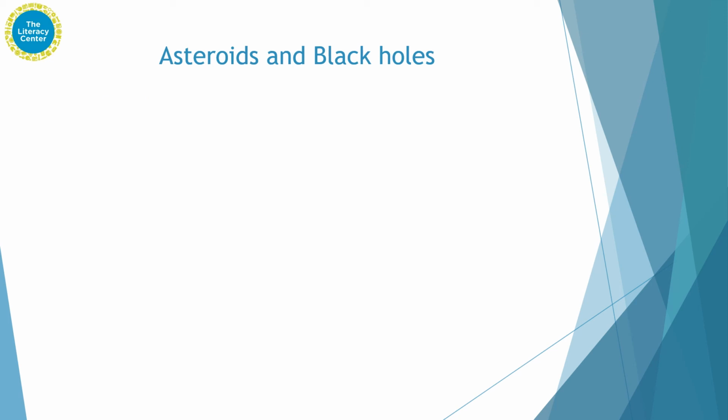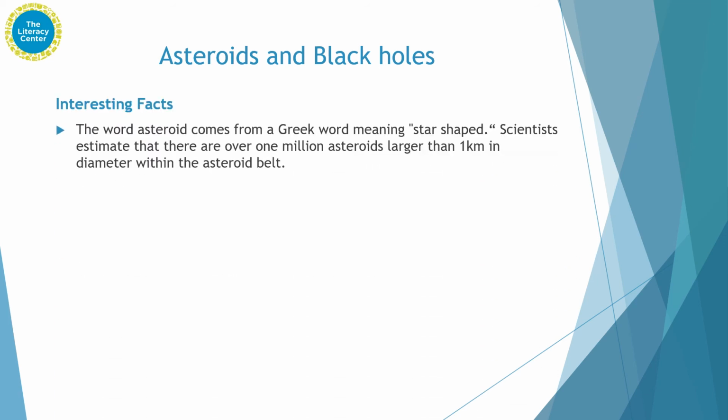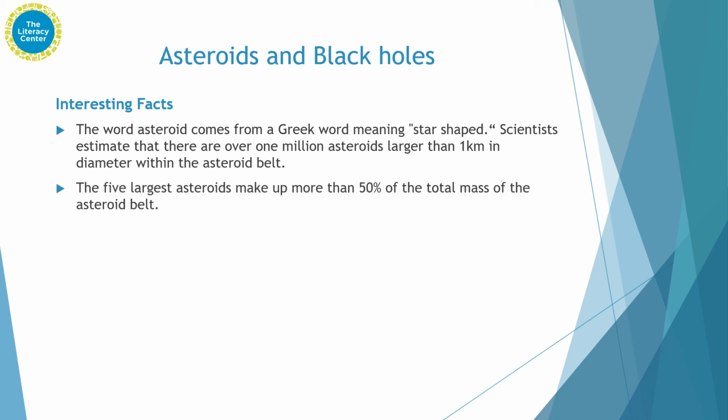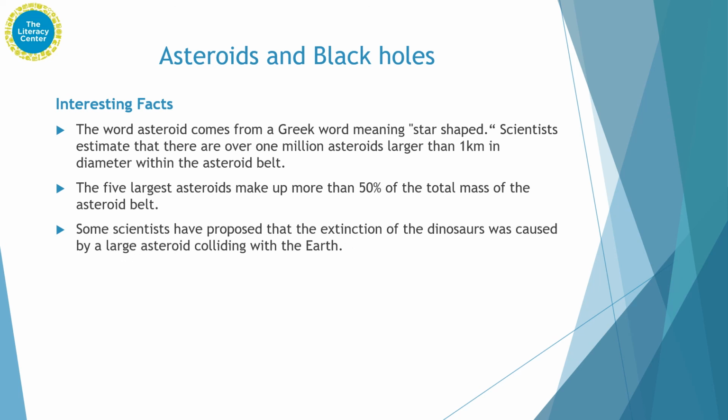Now let me share some interesting facts with you about asteroids and black holes. The word asteroid comes from a Greek word meaning star-shaped. Scientists estimate that there are over 1 million asteroids larger than 1 kilometer in diameter within the asteroid belt. The five largest asteroids make up more than 50% of the total mass of the asteroid belt. Some scientists have proposed that the extinction of the dinosaurs was caused by a large asteroid colliding with the Earth.